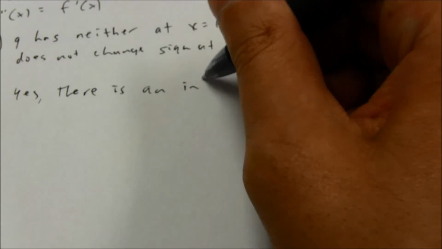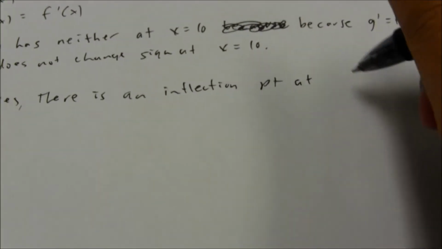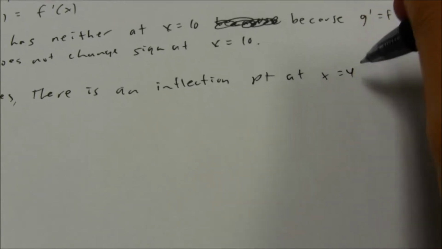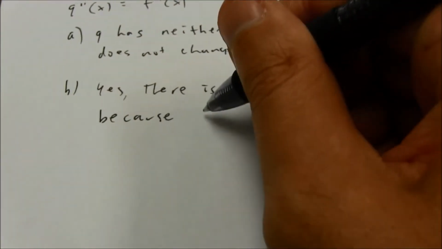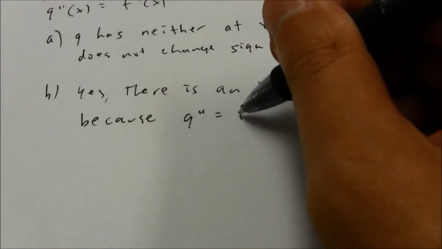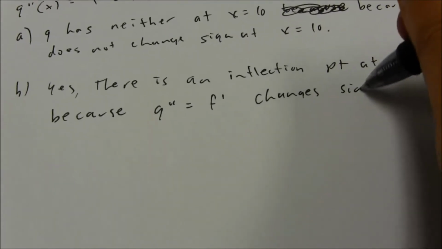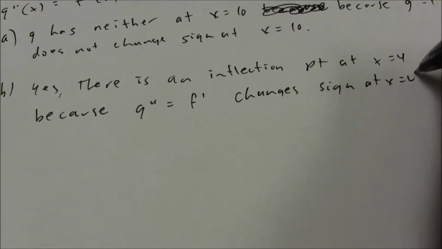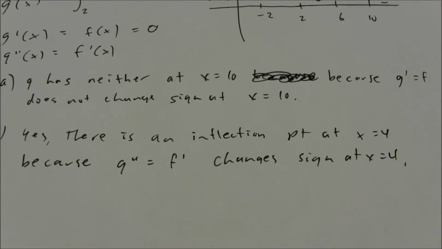yes, there is an inflection point at x equals 4 because g double prime, which is the same thing as f prime, changes sign at x equals 4. Something like that. Okay? And then we can go on to part C.